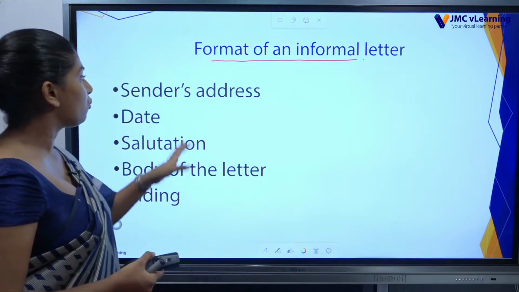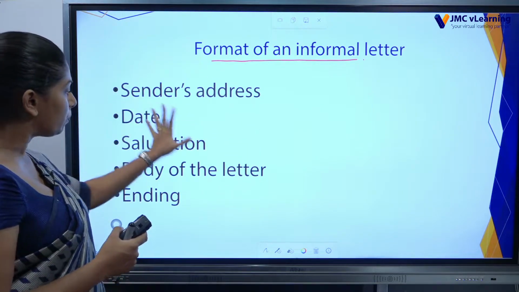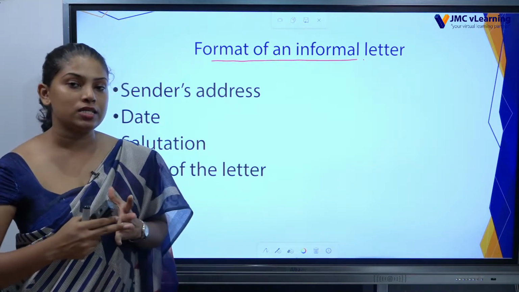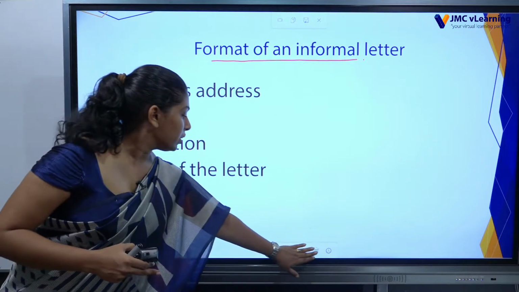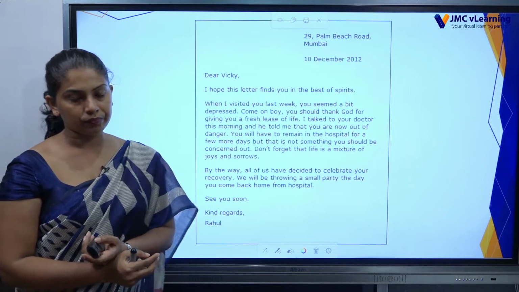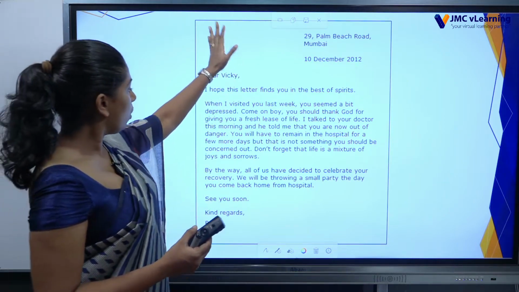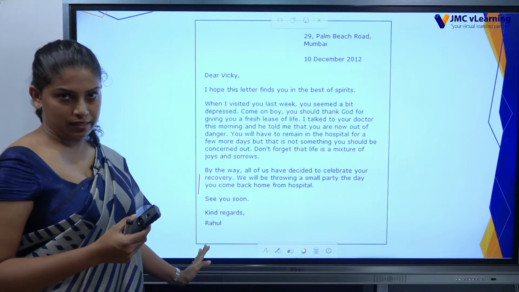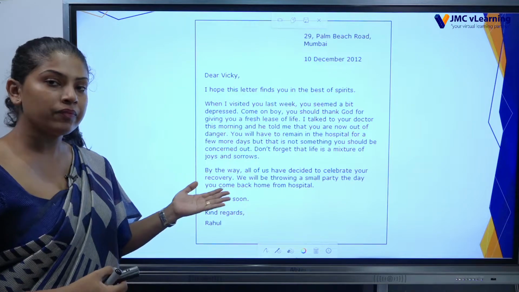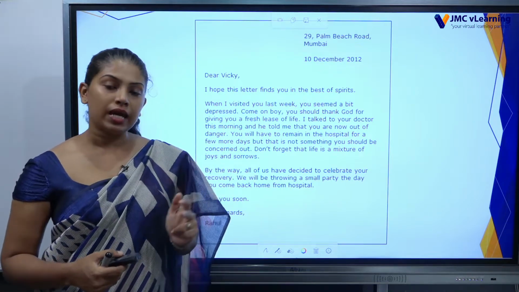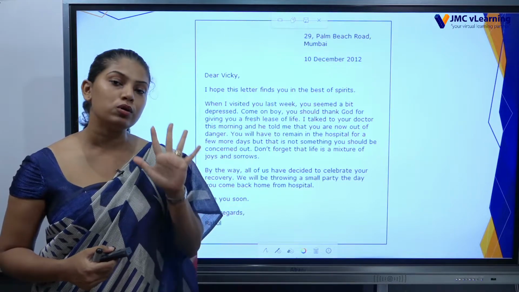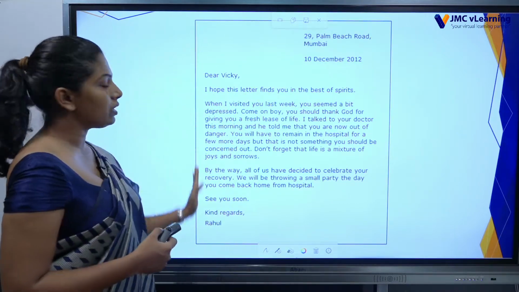So, this is the format. These are the topics we have to write when we are writing an informal letter. Okay, now let's go to an example and discuss this. Either you can write all these things on your left side. You can use all these parts we learned earlier, that means sender's address, date, salutation, body of the letter and ending, all those 5 parts starting from the left side.